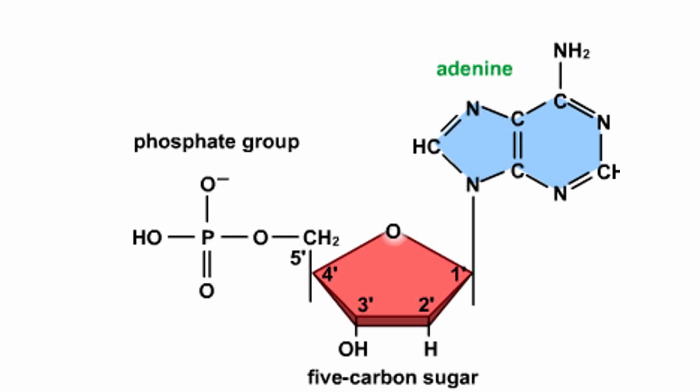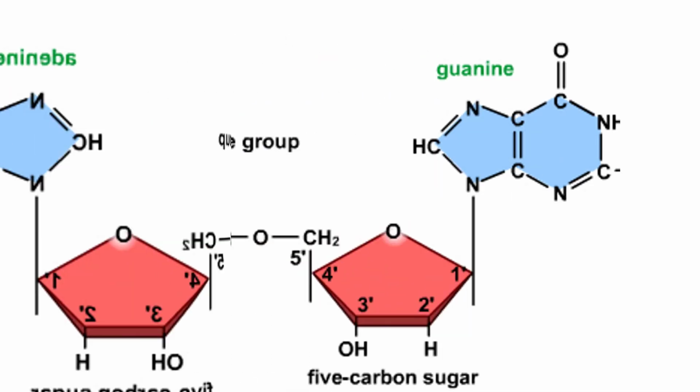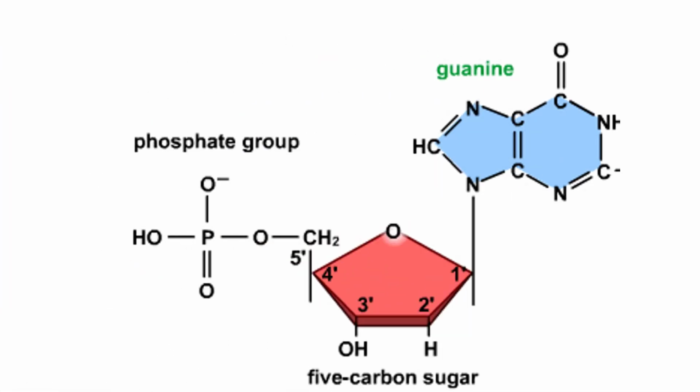Adenine is a purine with a double ring structure. In double-stranded DNA, adenine base pairs with thymine. Guanine is a purine with a double ring structure. In double-stranded DNA, guanine base pairs with cytosine.